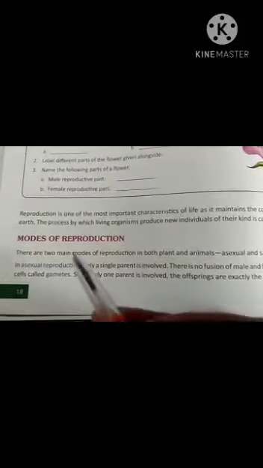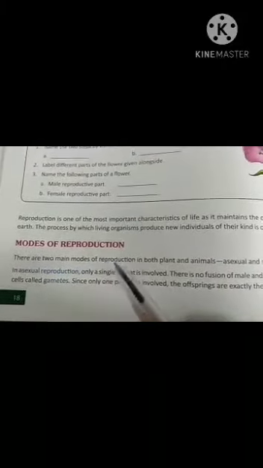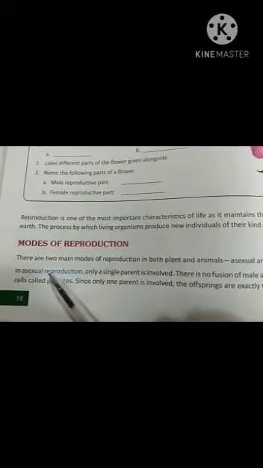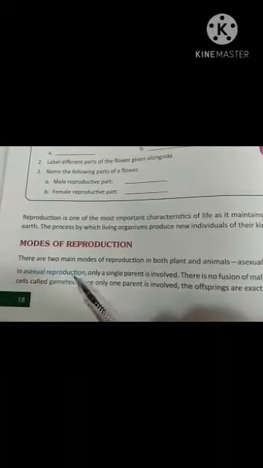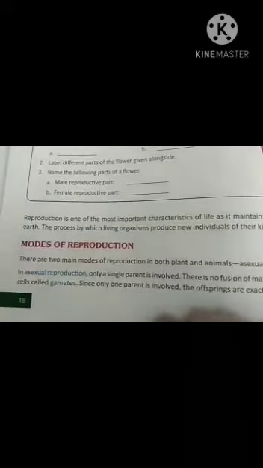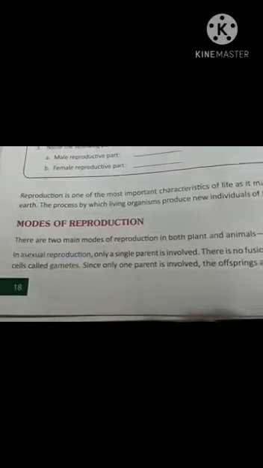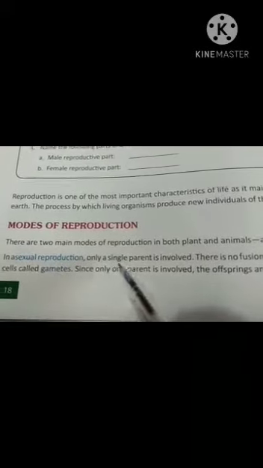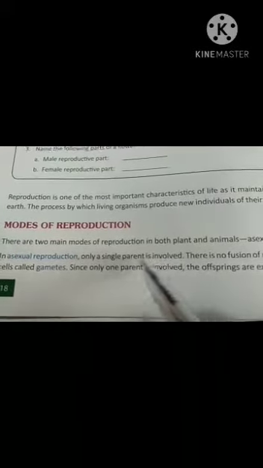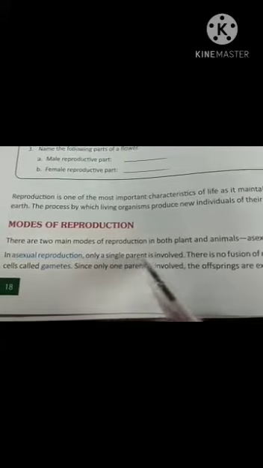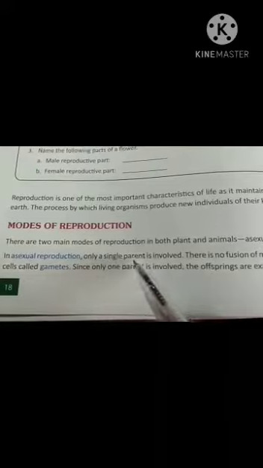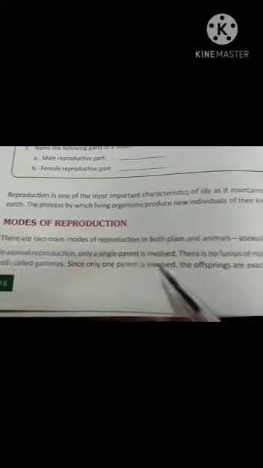Now let us see how an organism reproduces. So students, there are two modes of reproduction. One is called asexual reproduction, another is called sexual reproduction. First, let us see what asexual reproduction is. In asexual reproduction, only a single parent is involved. Mind it, students, only a single parent, which means no male or female is required, but a single parent is required. We will see some more examples of this.